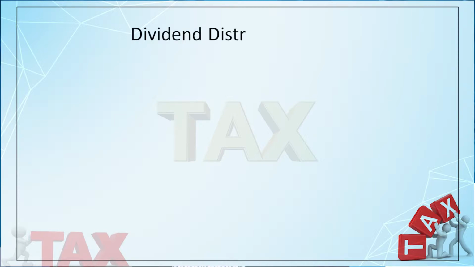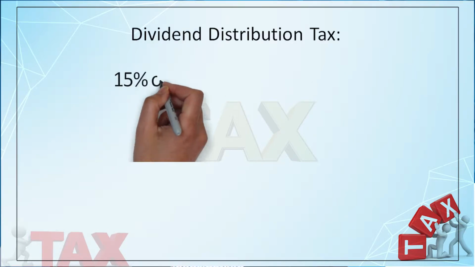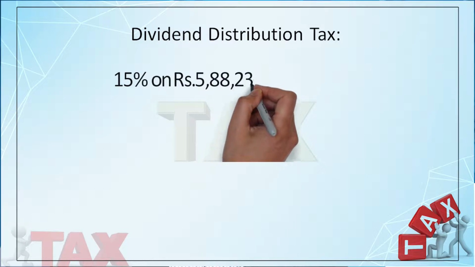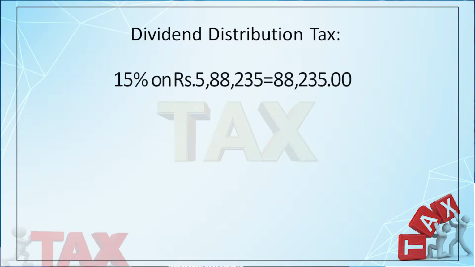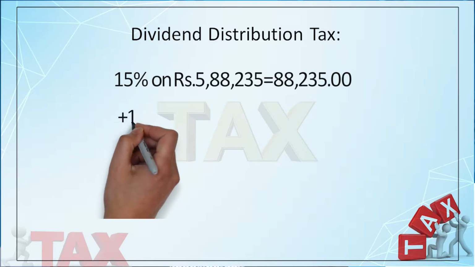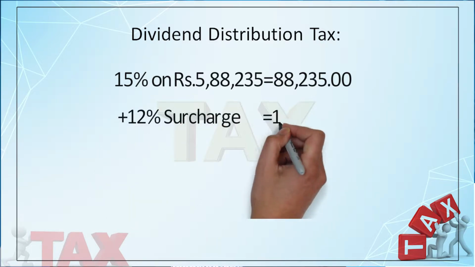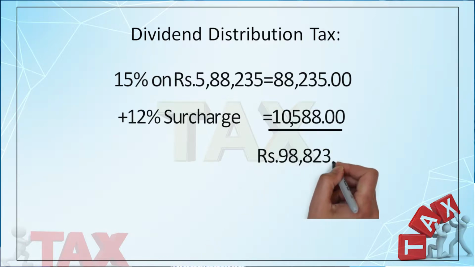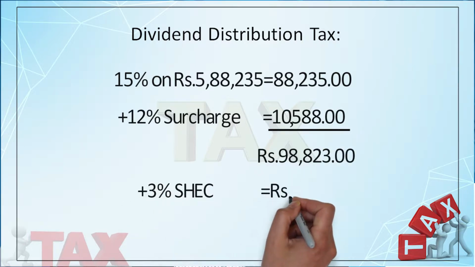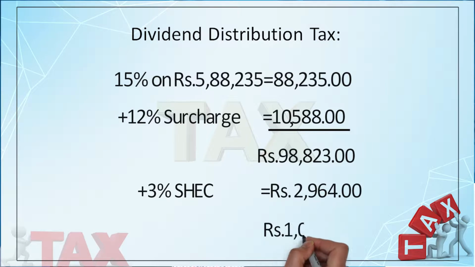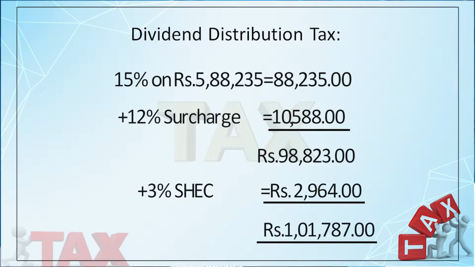Now, you have to calculate the dividend distribution tax. As per Section 115O, the rate of dividend tax is 15%. So, apply the 15% on rupees 5,88,235, which is the gross dividend. Then you add 12% surcharge, then add secondary and higher education cess 3%. So, you will get rupees 1,01,787. This is the dividend distribution tax which will be paid by the company, that is the Indian company. Here it is XYZ Limited.